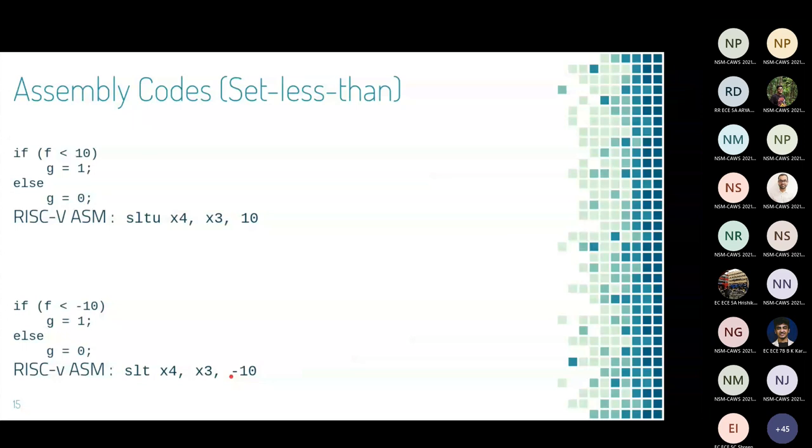This is an example of set less than. So let's say f and g are unsigned numbers. If f less than 10, then g is equal to 1, else g is equal to 0. This is your C code. This would translate to a single assembly instruction, where x3 holds the value f, 10 is the immediate value, and x4 will become g depending on the value of f. And if you want to do signed operation, you use SLT. That's the only difference.